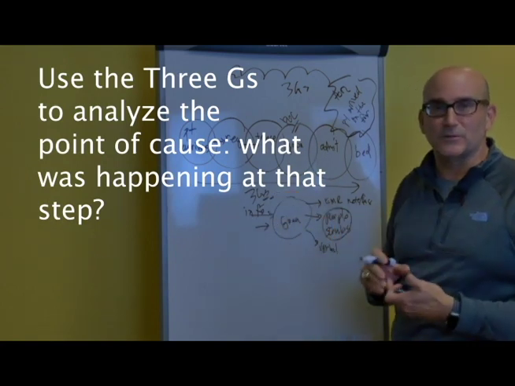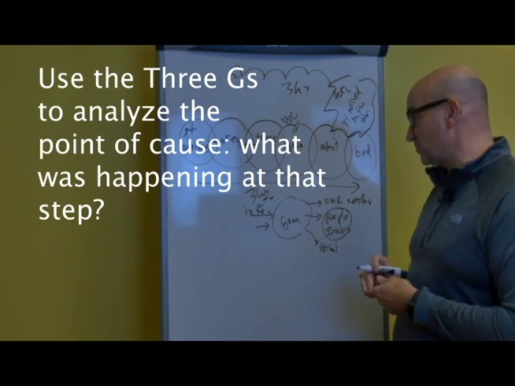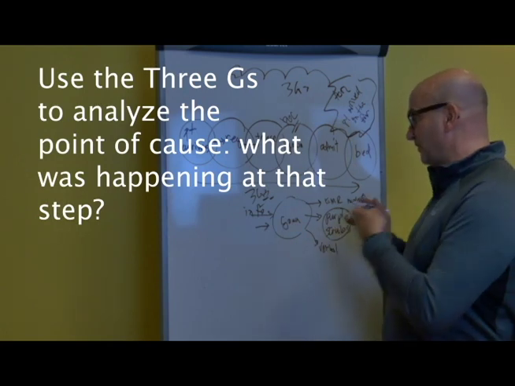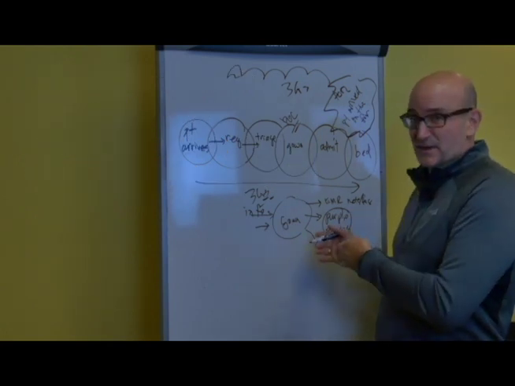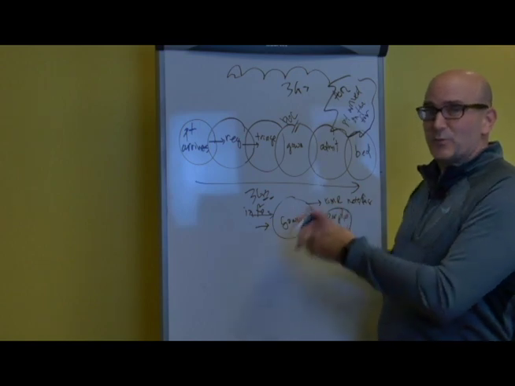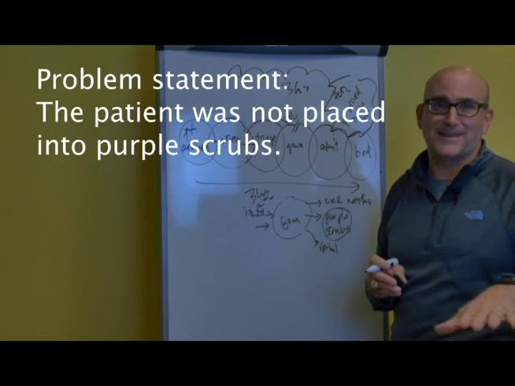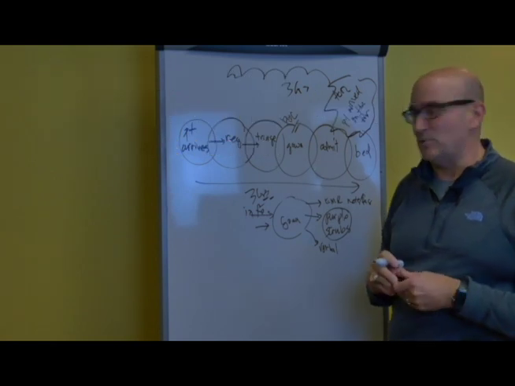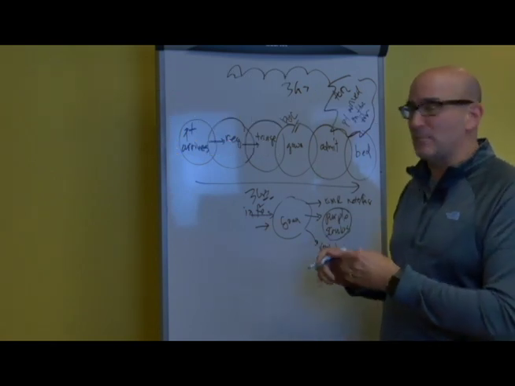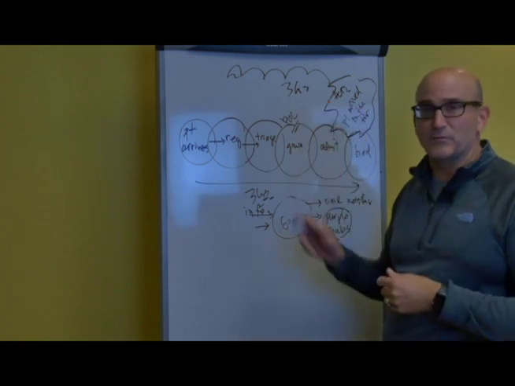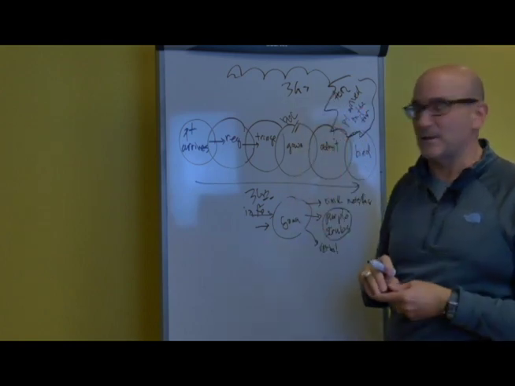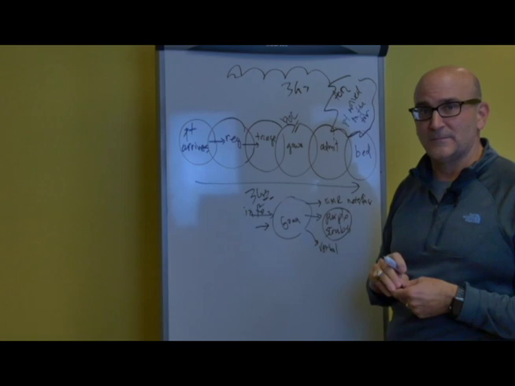And that's developing the problem statement. And the problem statement for this one would be that at the gowning process step, the patient was not put into purple scrubs. We don't know the root cause of the problem yet. We haven't contained the problem yet. But we know a little bit more about the problem by stopping and going to the point of cause of the problem to do our direct observation, our 3 Gs.